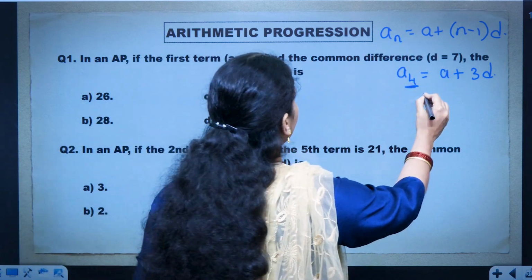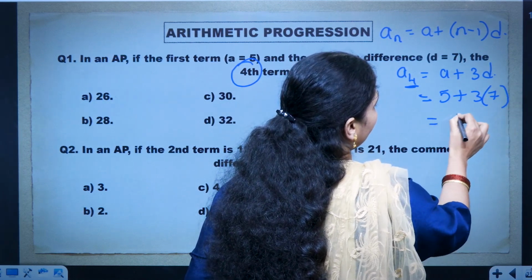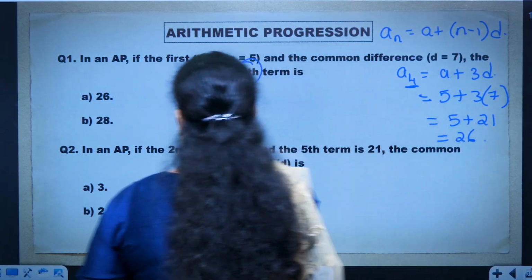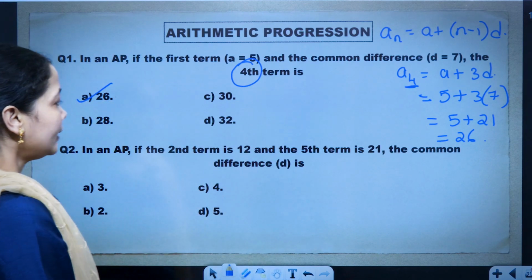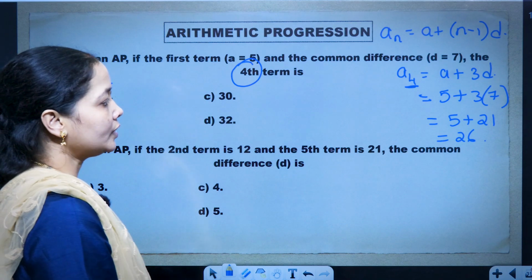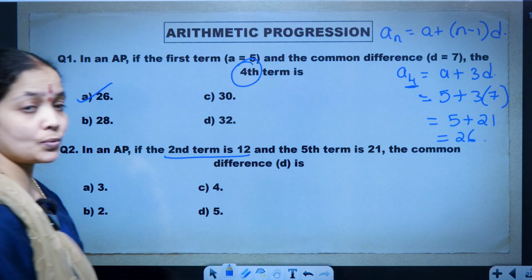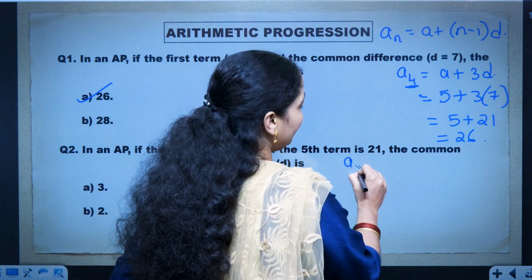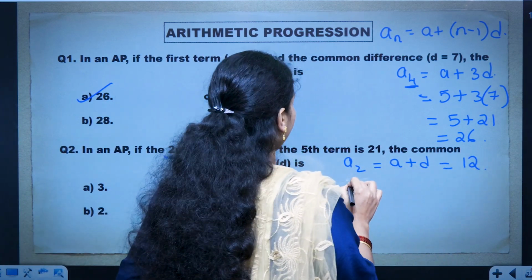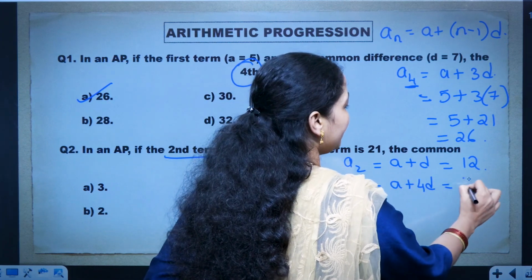A is given, D is given. A is 5, 3 into D is 21, so it's 5 plus 21. The answer will be 26, matching with option A. In the second question, in an AP, if the second term is 12 and the fifth term is 21, find D. So the second term A2 will be written as A plus D, which is given to be 12. A5 means A plus 4D, that is given to be 21.